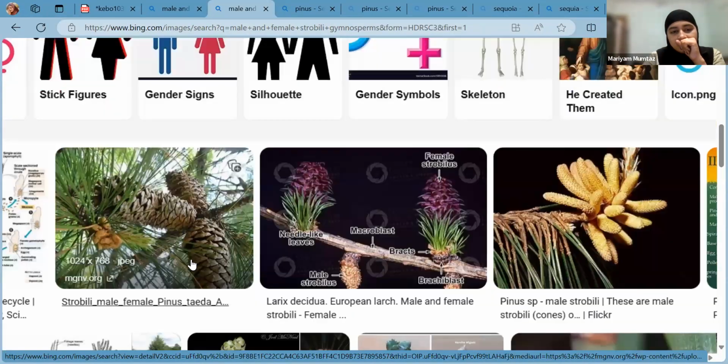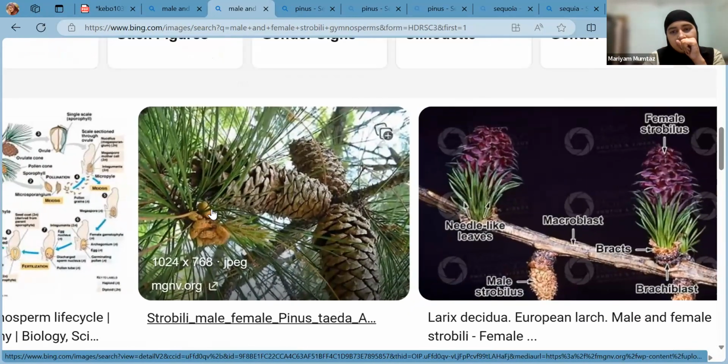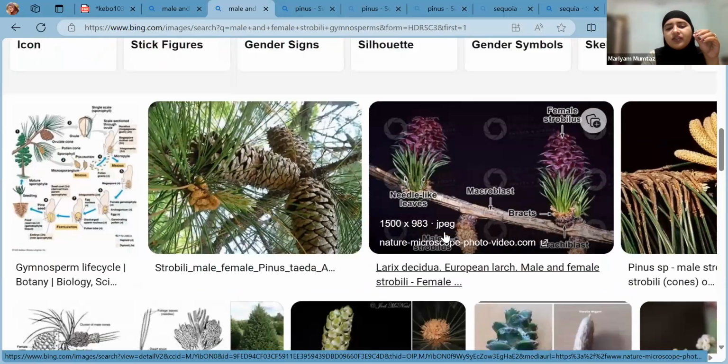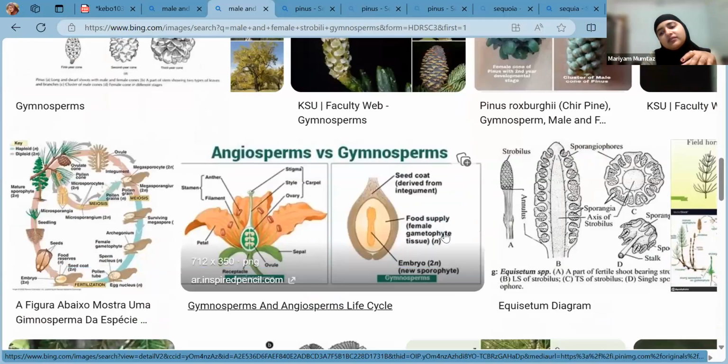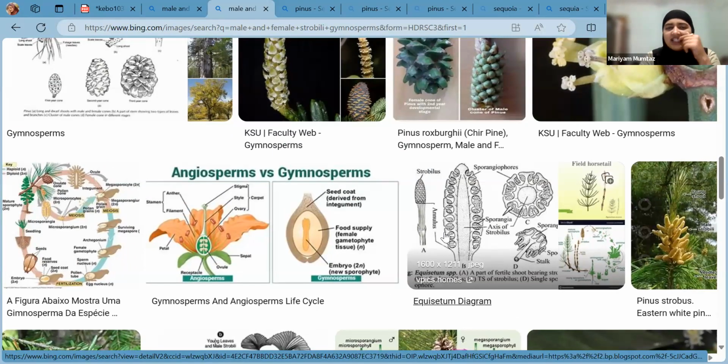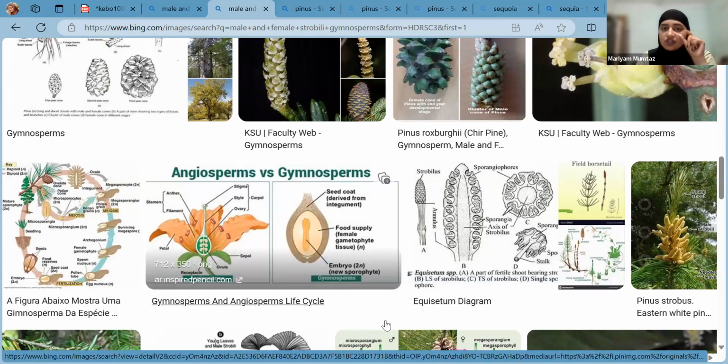See this? You see the structure? Again, strobili, the cone. This is what it is. You might have seen it also, the pine cones. It's very famous. I think at the time of Christmas, people use it as decoration. They put it on the Christmas trees. Those pine cones are nothing but your gymnosperm. So now you know more, isn't it?